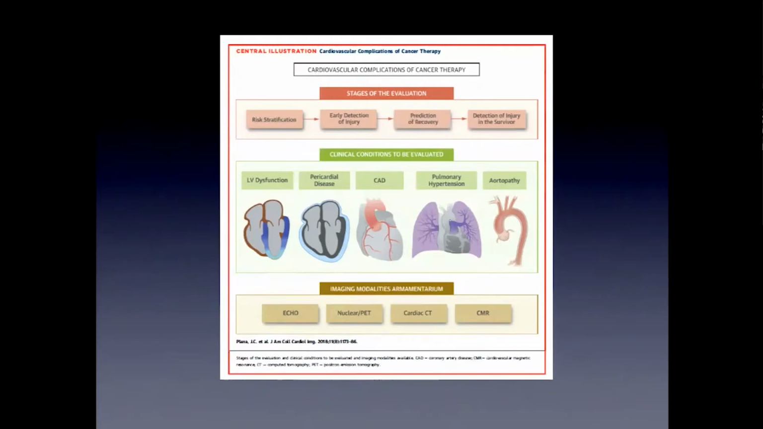There are, in general terms, 5 types of conditions that we evaluate using imaging: LV dysfunction, pericardial disease, coronary artery disease, pulmonary hypertension, and vasculopathy. And there are 4 tools that we use in our ammunition from the imaging standpoint: echo, nuclear, cardiac CT, and CMR. So let me tell you what I'm going to do today. Today I'm going to have time to talk about risk stratification, early detection of injury, and detection of injury in the survivor, and I'm going to emphasize LV dysfunction only. This is what I will have time to cover with you guys today.